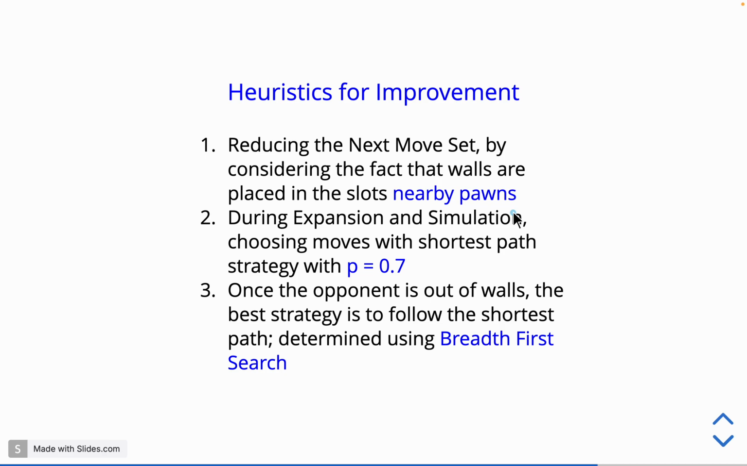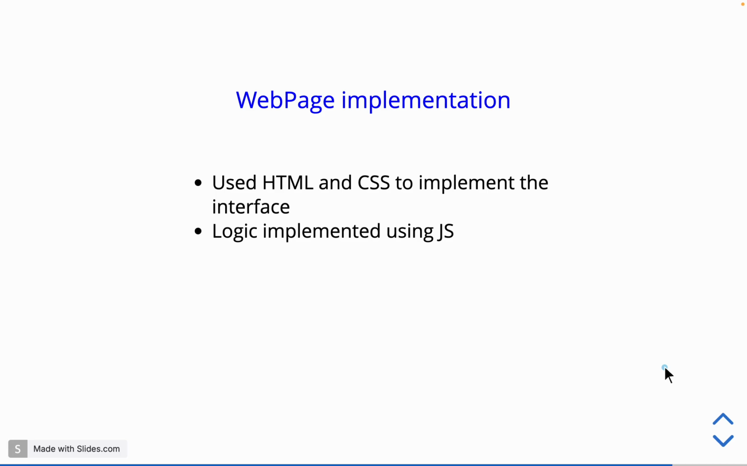So this helps to reach terminal state faster. Also, once the opponent is out of walls, the best strategy is just to follow the shortest path. We determine shortest path using breadth first search. So we implemented the whole interface using HTML and CSS, and we encoded the logic using JavaScript.